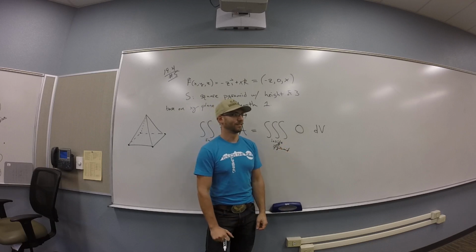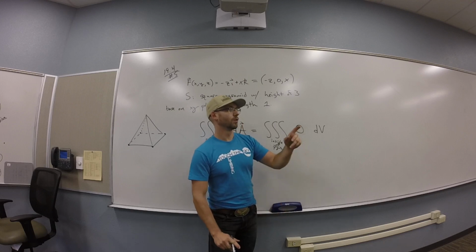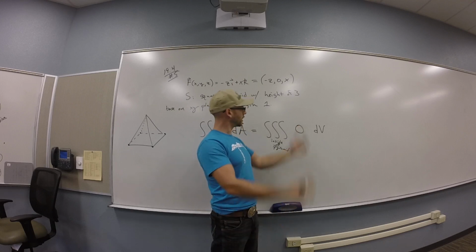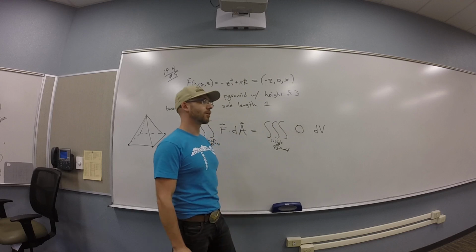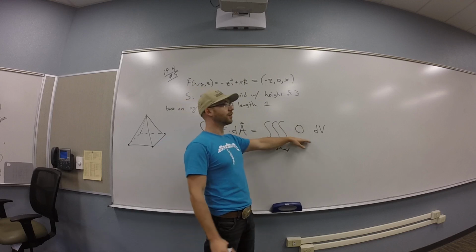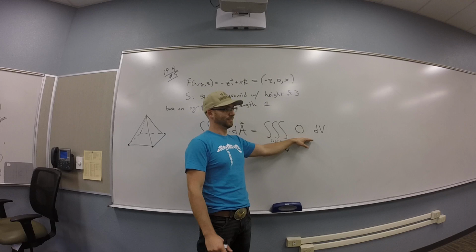So if it fails the divergence theorem, it's no dice for the whole thing. Like you can't do the long method for this even. Oh, I still can. Yeah, you can still do the long method for this. So this isn't a fail. This is just an easy eval.